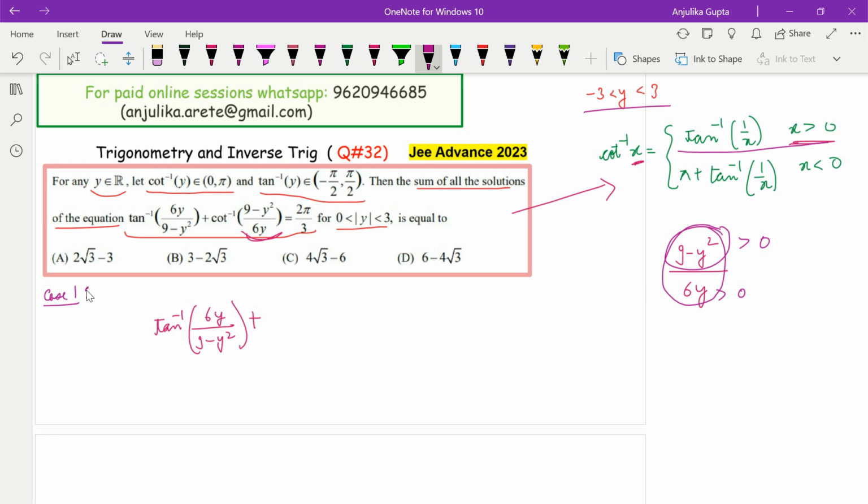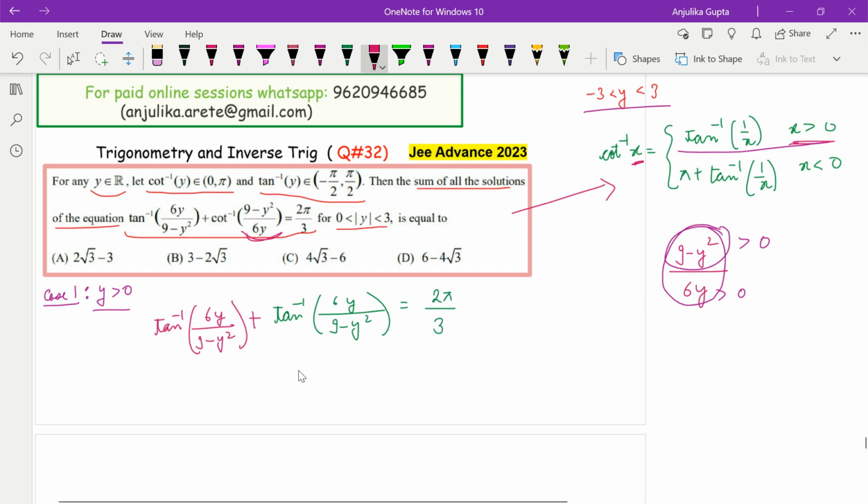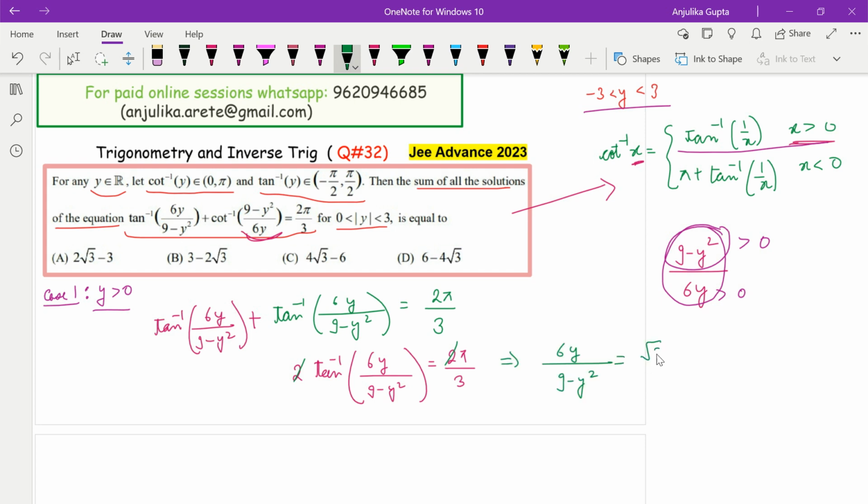And in case 1, what do you want? Your y to be positive, okay? Now, if your y is positive, then what can you do? You can write cot inverse of that as tan inverse of its reciprocal, equal to 2 pi by 3. That's all. Now you have to simplify a little bit more. So what do you get? 2 tan inverse. Cancel out the 2. Take tan on both sides. What is tan pi by 3? Root 3. Now you just form a quadratic equation out of this, which would be y square plus 2 root 3y minus 9 equal to 0.